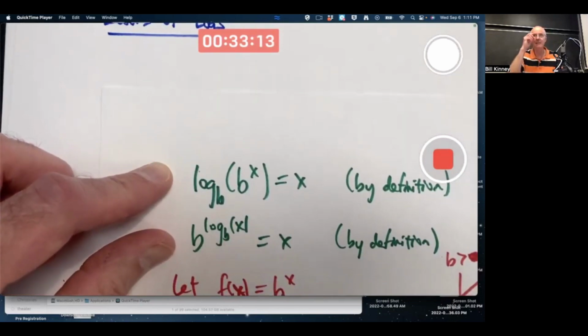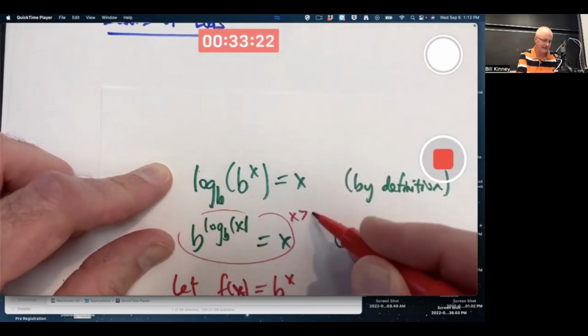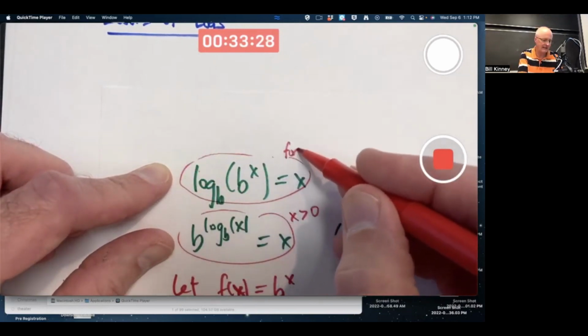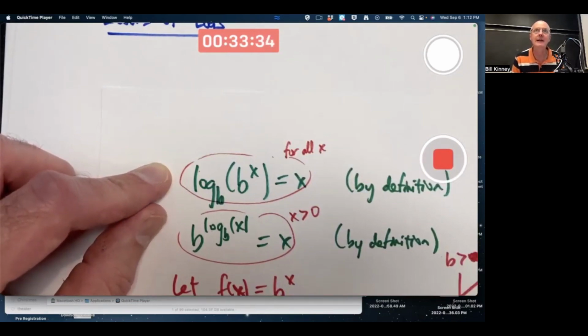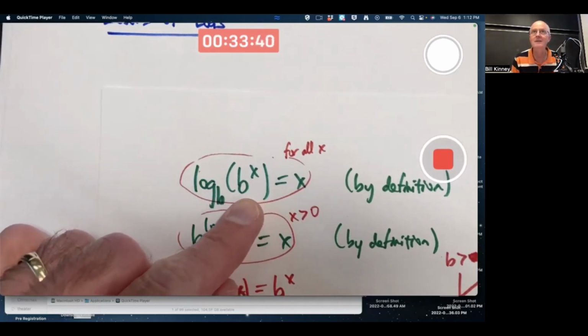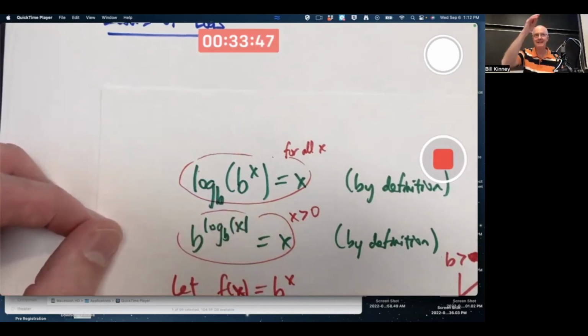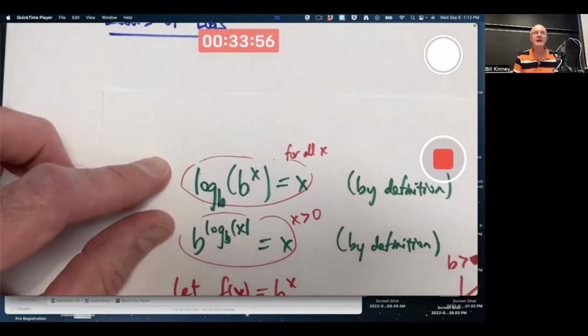By the way, you should get used to thinking about the domains on which these equations are true. This one's true only when x is positive. But this one's actually true for all x, even if x is negative. How can that be if I'm only allowed to plug positive numbers into logarithms? Well, even if x is negative, b to the x is positive. That's why. b to the x has a graph that's always above the horizontal axis. The output's always positive, no matter what x is, even if x is negative. So these are effectively a couple laws of logs.